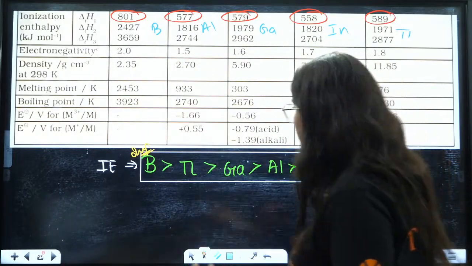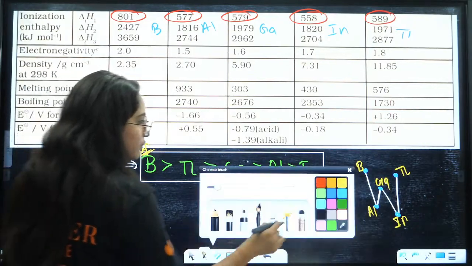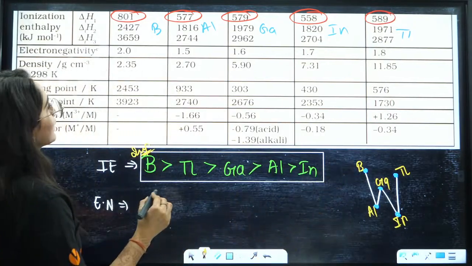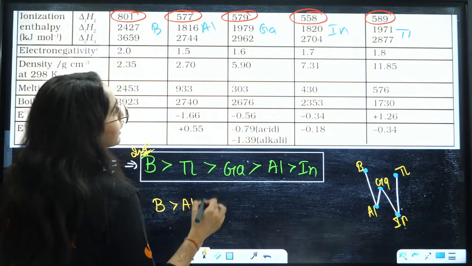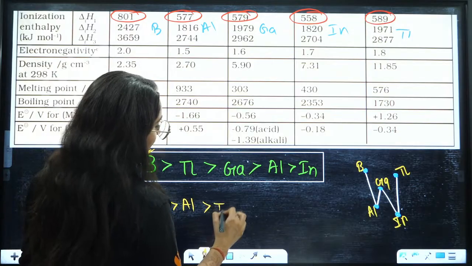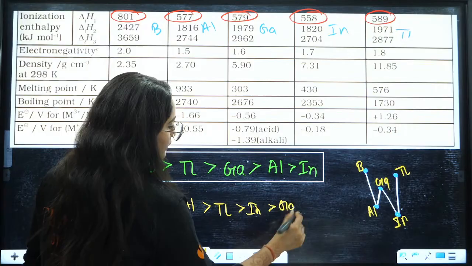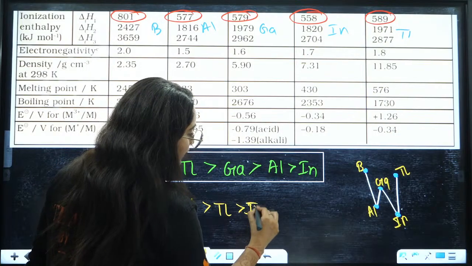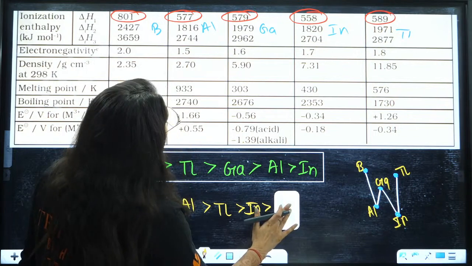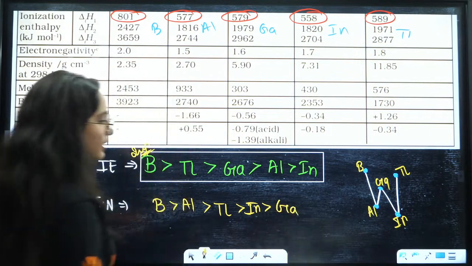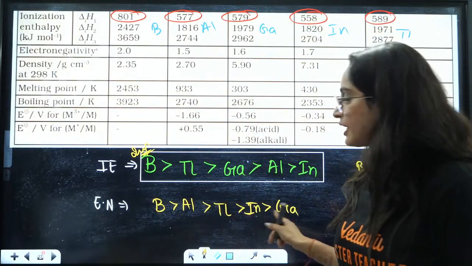So you can write here the trend of electronegativity. Firstly you will have boron, then you will have aluminium, right? After that you will have thallium, then indium, then gallium. That is the trend of electronegativity, okay? Firstly it will increase, then it will decrease.